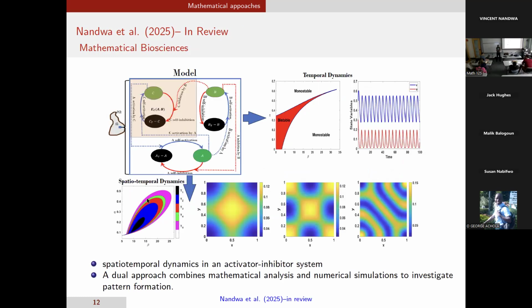Those 2D simulations, are they periodic over the boundaries? No, we just have the zero flux, Neumann, yeah, zero flux.